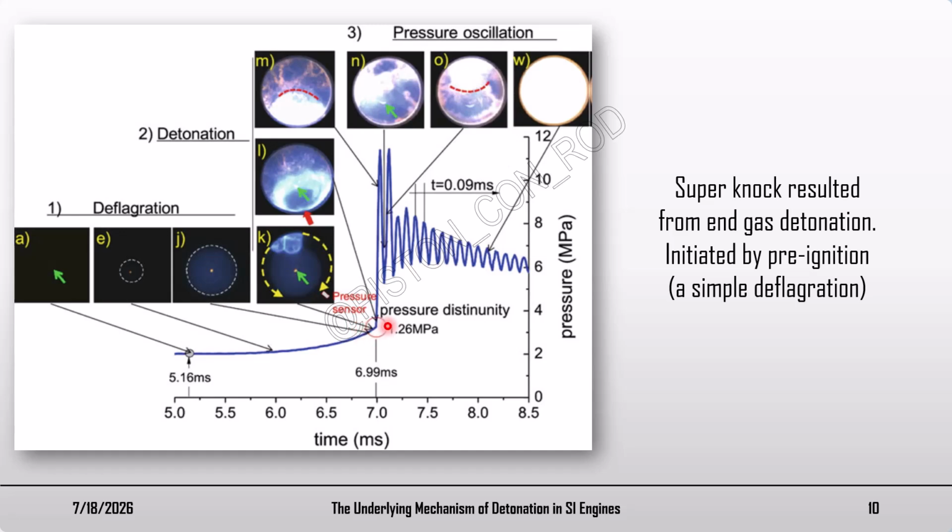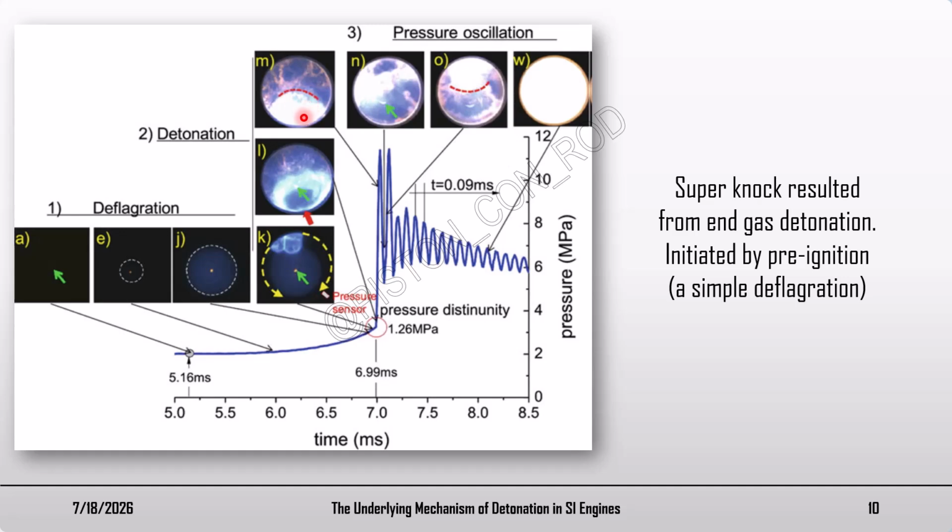So the pressure sensor is still reading normal values, but when that detonation front reaches this pressure sensor after some very small period, the sensor will read a huge amount of pressure value. As you can see here, this is where the detonation front has reached the sensor. And when this detonation front reaches the end of the cylinder, it will reflect back, as you can see here with this red line.